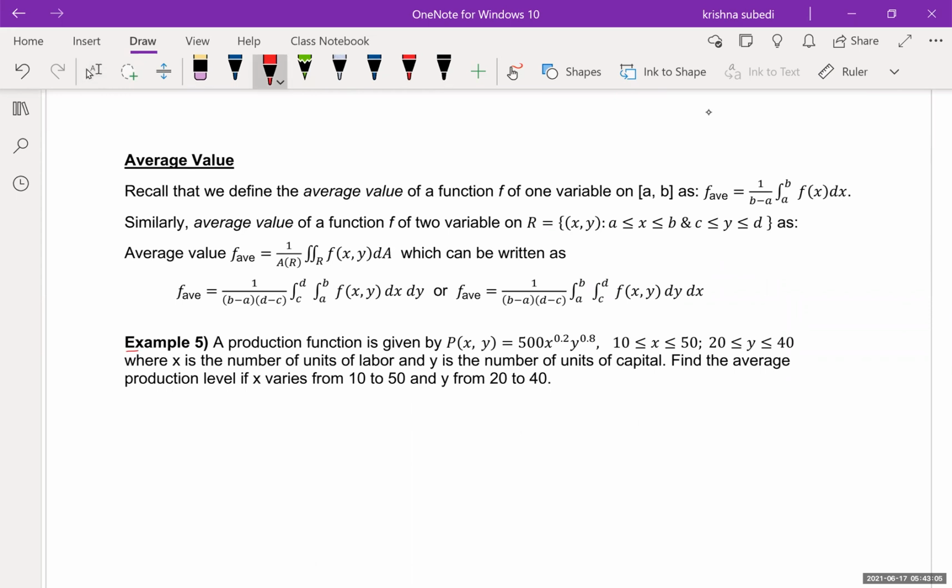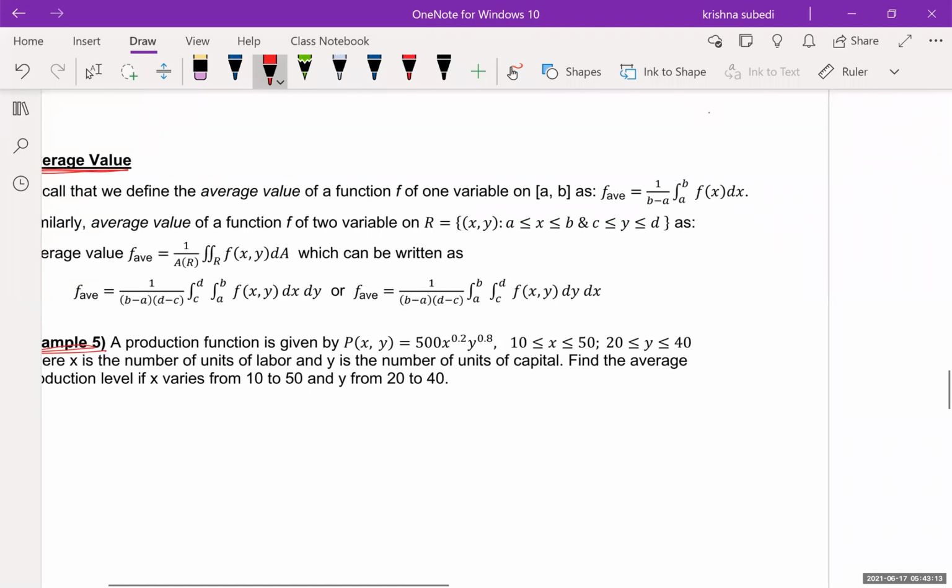But before we start example 5, recall the average value formula from the previous module. We have discussed that, okay? Average value for a function of one variable: if we have a function, let's say y equals f of x, then the average value is given by this formula. We know that. Do you guys still remember this formula? The average value of the function is 1 over b minus a times the integral from a to b of f of x dx.